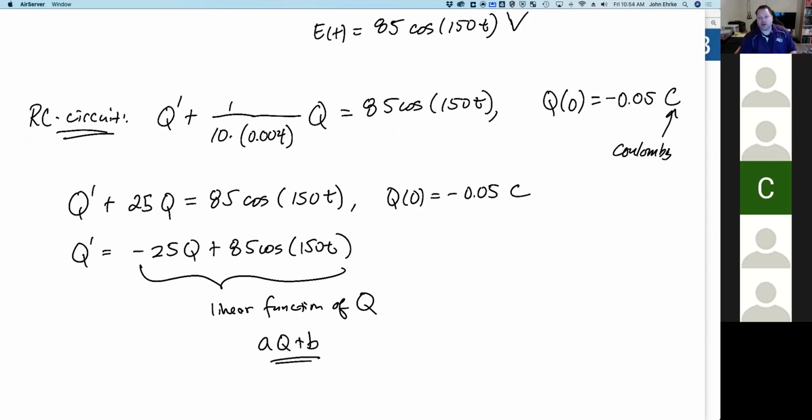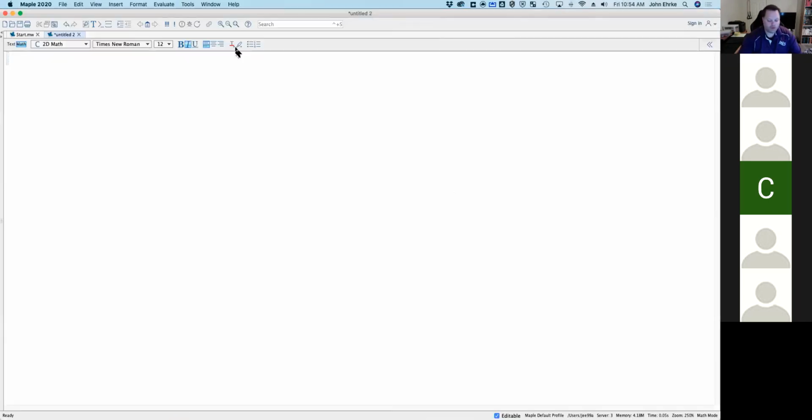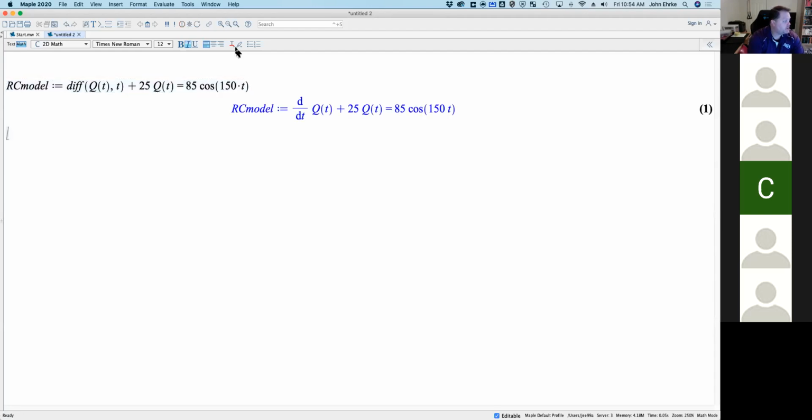All right, let's take a look at it together in Maple, and we'll walk through a couple of things, and if you have questions, feel free to jump in and ask. I'm going to start by naming my RC circuit model. We've got the derivative of Q plus 25Q is equal to 85 cosine 150T. Okay, and I could do a dsolve on that.